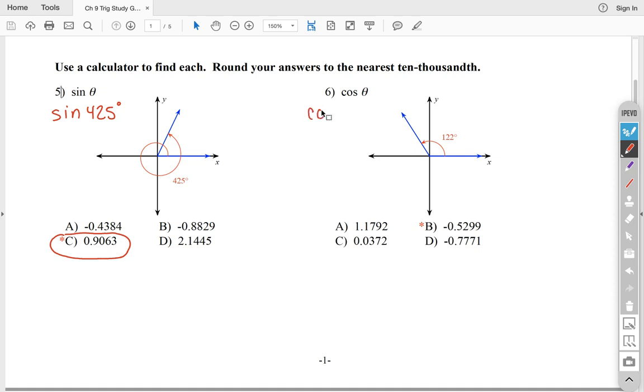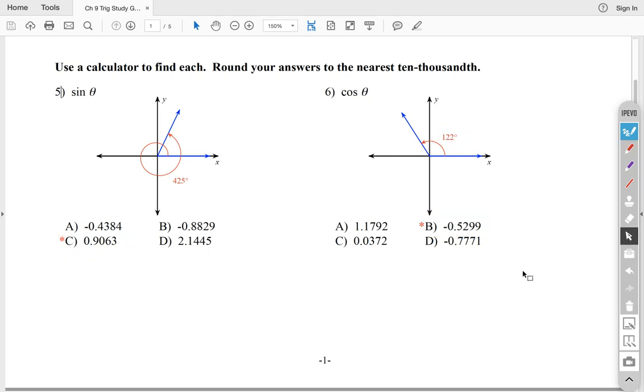Then we're going to do cosine, and this time we're going to do cosine of 122. Make sure you're in degree mode. And you type it in your calculator, and you get B, negative 0.5299. That's because we rounded our answers to the nearest 10,000th. All right, we're going to move on. So make sure you write down 5 was C and 6 was B.